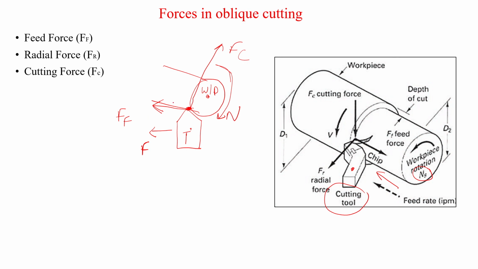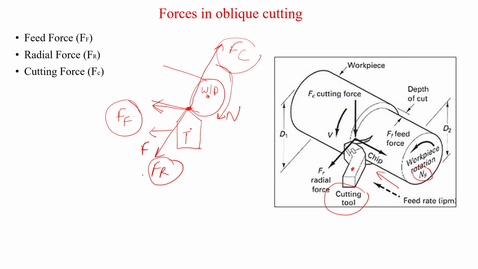And because of this developed thrust, there would be another force also, which is radial to the direction of the workpiece, FR, which is called the radial force. So we got three forces: cutting force, feed force, and radial force.